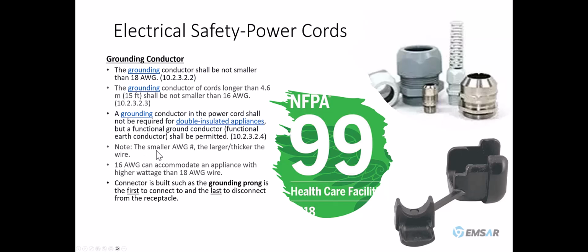One thing to know when we talk about the AWG number, the gauge number, the smaller the AWG number, the thicker, larger the wire. So a 16 gauge can accommodate an appliance with higher wattage than an 18 gauge. Connector is built such that the grounding prong is the first to connect and the last to disconnect.